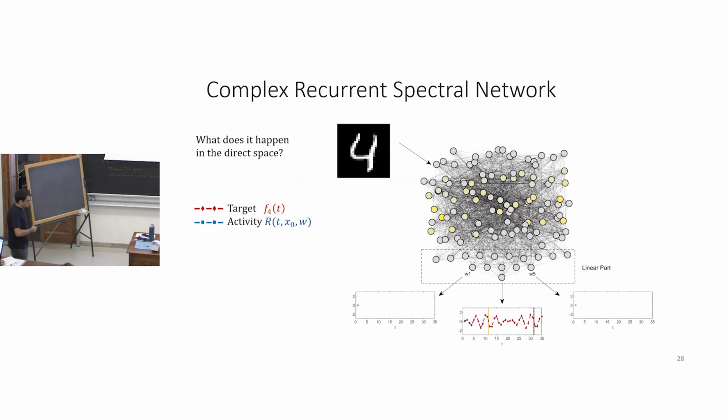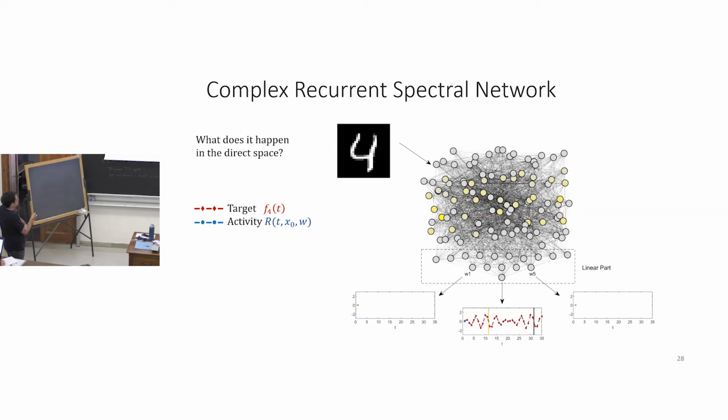Okay. I said a lot of mathematical stuff, but I want to be sure that it is clear what happened in the direct space. So this is just an animation to see what happened in the direct space when we use this kind of model. So this is the linear part of the network. This is a representation of the network, and this rectangle is the linear part of the network, where there are the recognition eigenvectors, and the input enters the first part of the network.